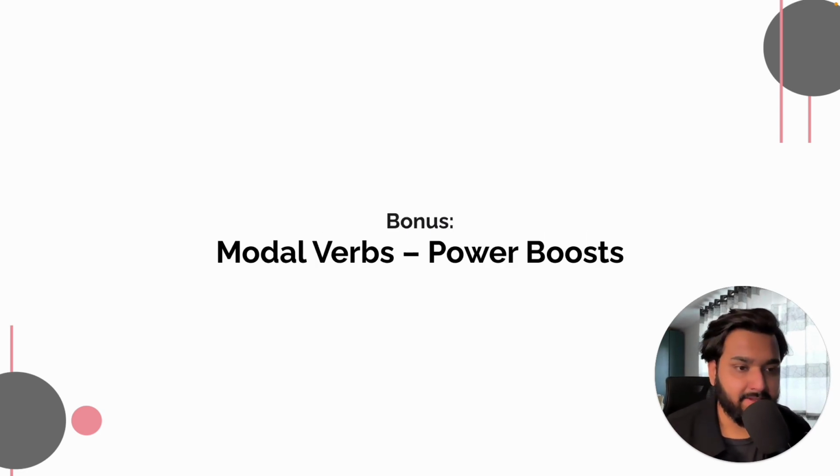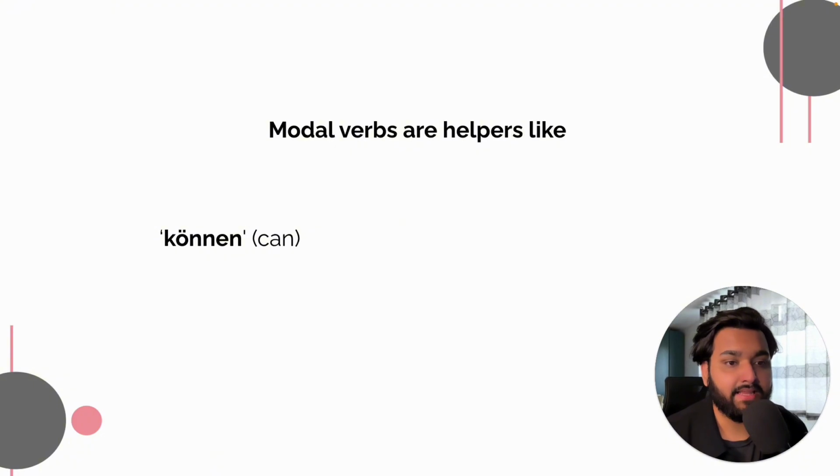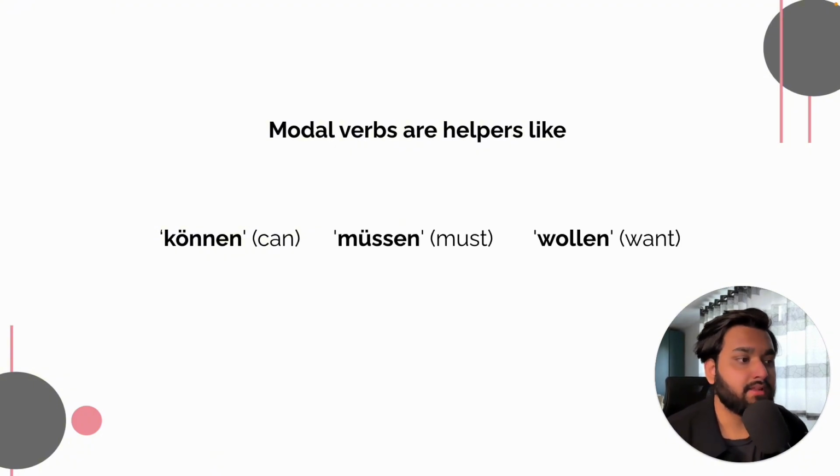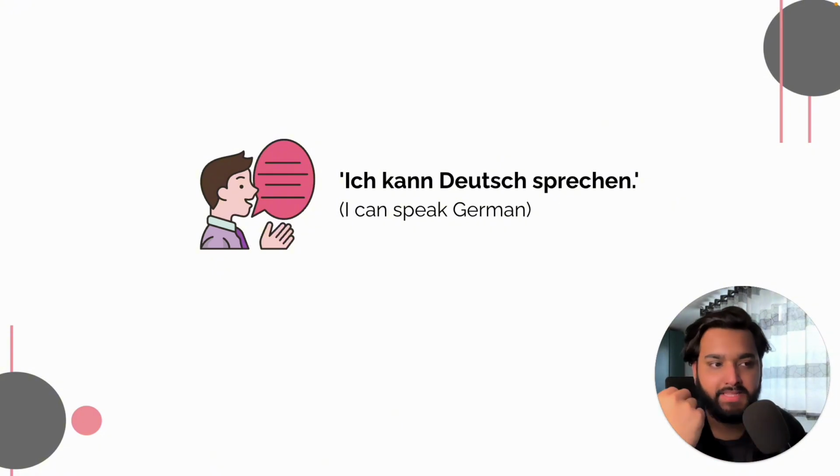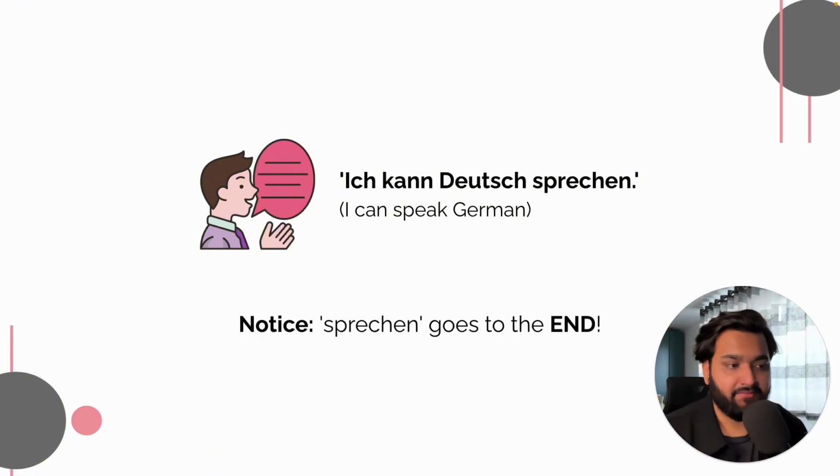And here's a bonus step for you. Modal verbs, power boost. Modal verbs are helpers like können, müssen, wollen. These are some big modal verbs which you'll see all the time in sentences. Let's see an example. Ich kann Deutsch sprechen. That means I can speak German. As you can see, the verb sprechen goes to the end. You don't say ich kann sprechen Deutsch or ich kann spreche Deutsch. You say ich kann Deutsch sprechen.